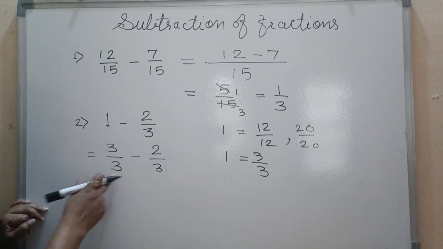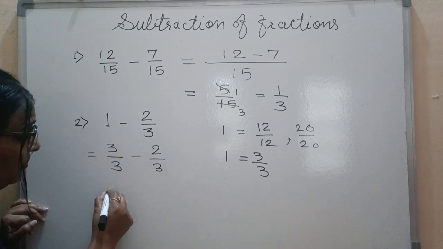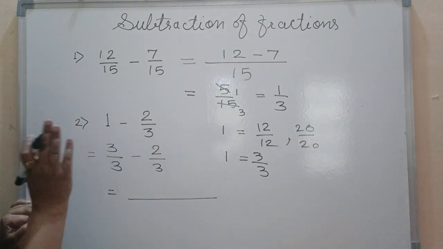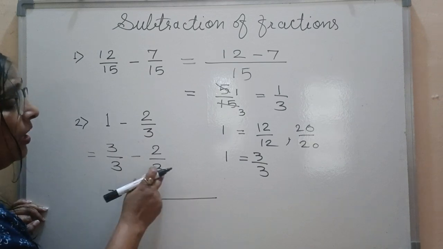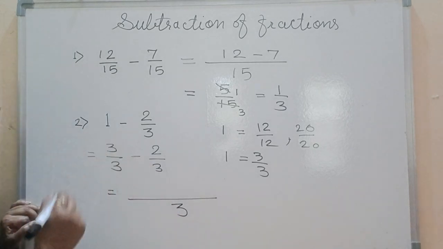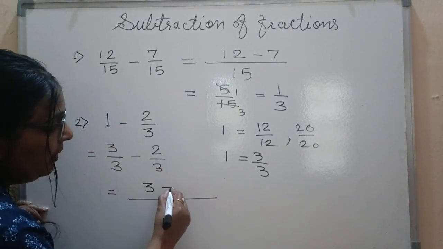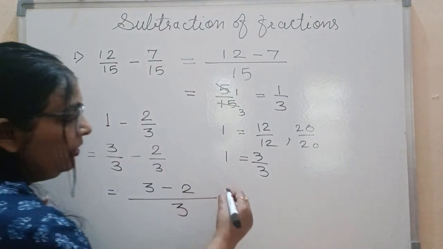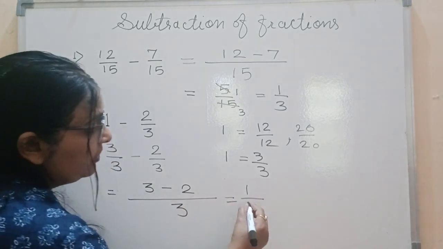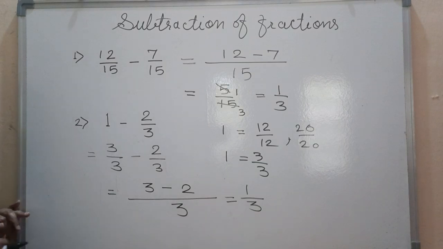Again see, as denominators are equal, these are like fractions. Now it is easy to subtract. What you have to take? LCM of denominators. As both denominators are 3, therefore LCM will be only 3. Now subtract numerators. 3 minus 2. What will you get as the answer? 3 minus 2 will be 1 and denominator is 3. So 1 by 3 is your answer.